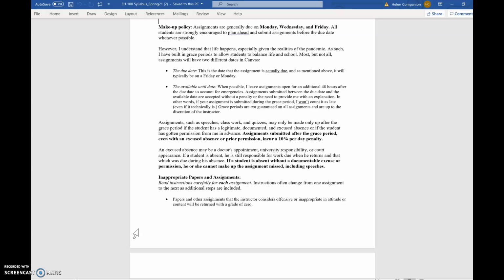An excused absence can be something like a doctor's appointment, university responsibility, or court appearance. If the student is absent, they are still responsible for work when they return, and that was due during the absence. If the student is absent without a documentable excuse or permission, you can't make up the assignment, including essays and paragraphs. So it says including speeches because this is also a very similar policy often used in our speech classes. What that means is that if you don't get with me ahead of time and submit it within the grace period, after a certain period of time, you're not able to make it up.